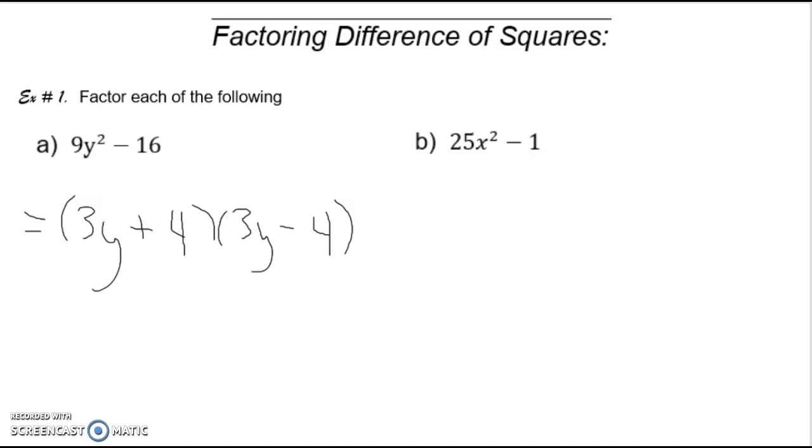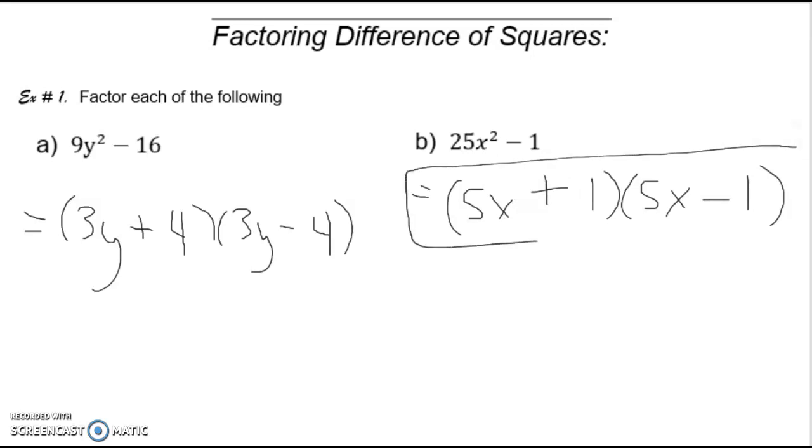Okay? The second one, 25x squared minus 1. So the first thing I do is I set up my brackets. So the square root of 25 is 5. And the square root of x squared is x. So it's 5x in the first bracket, 5x in the second bracket. The square root of 1 is just 1, so that goes in the back. And then we fill in our signs. 1 gets a positive and 1 gets a negative. So these are your final answers of both.